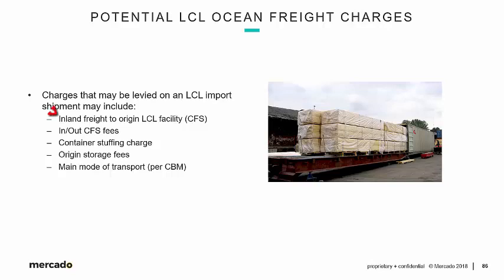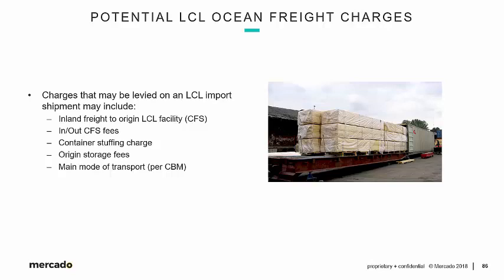Of course, inland freight to the origin LCL facility, the CFS, the container freight station, from the factory outside of Seoul, Korea, to a port facility, typically a freight forwarder's warehouse, a CFS, a consolidator's warehouse.